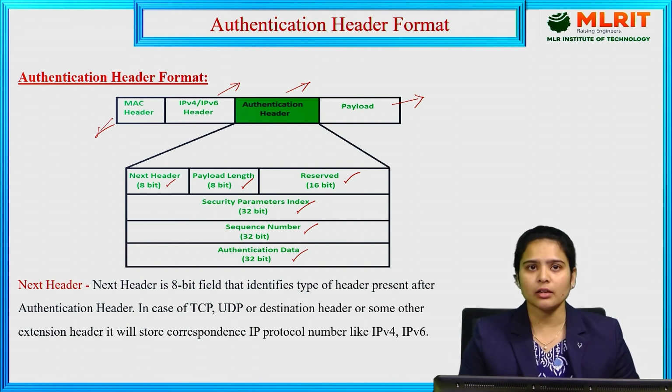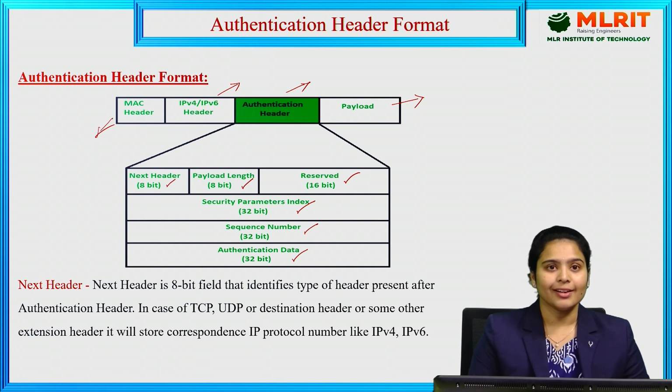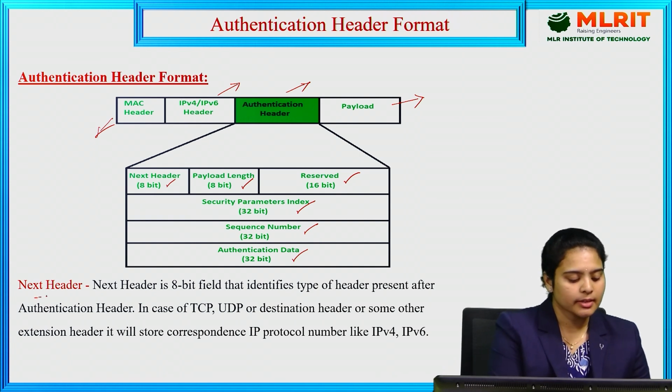So we can discuss one by one what is meant by next header, what is meant by payload length, what are these reserved 16 bits, what are the security parameter indexes, what are those sequence numbers, and what is the authentication data. Of all these, some consist of 8 bits, a particular fixed number of bits of data. So let us see what is meant by the next header.